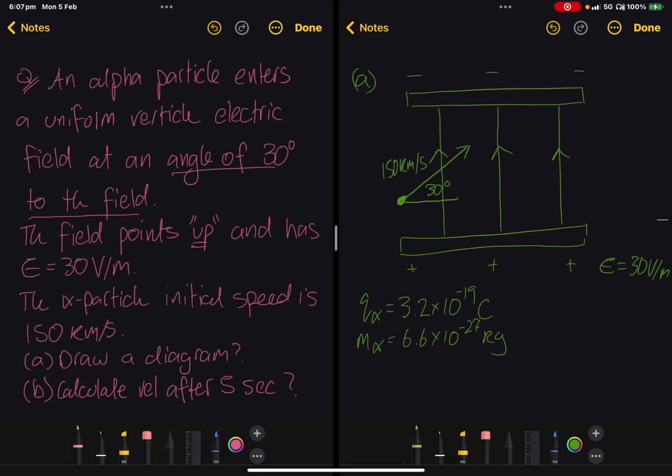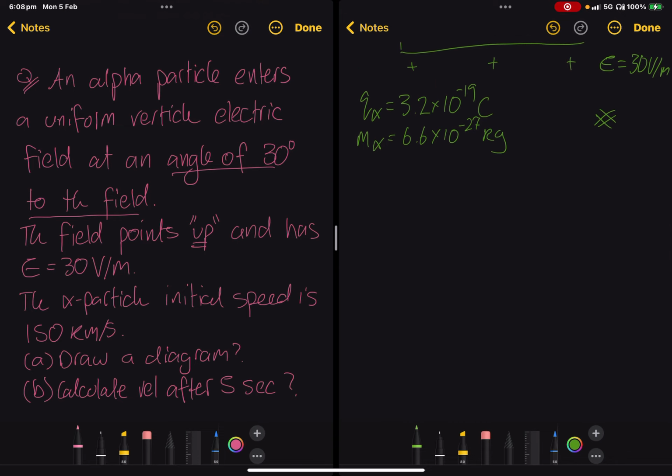So this is positively charged. Given that the positive plate is down the bottom and the field is going up, the positives at the bottom are going to repel the particle. So it's going to enter with a sort of diagonal velocity this way, but then it's going to curve parabolically towards the negative. So the trajectory will be something like this. That's the sort of shape that we should expect. So this is the answer to part A.